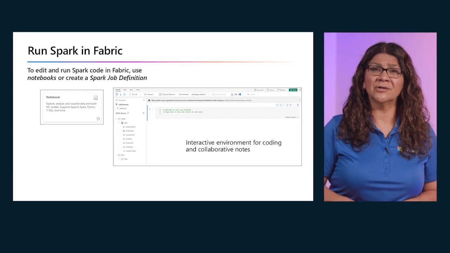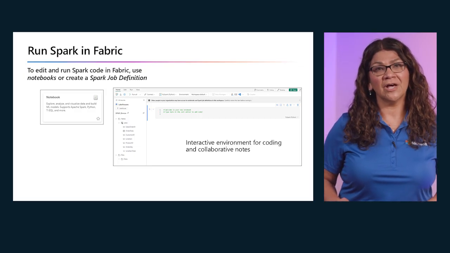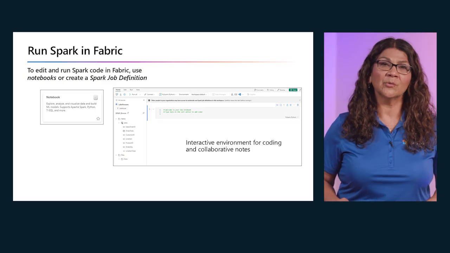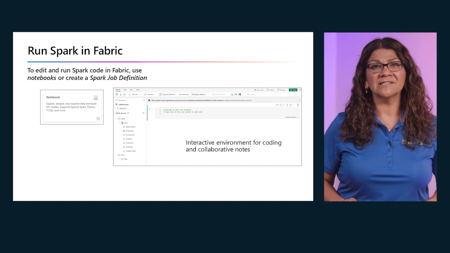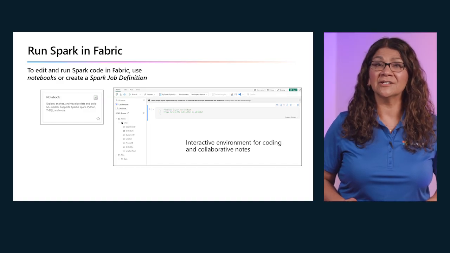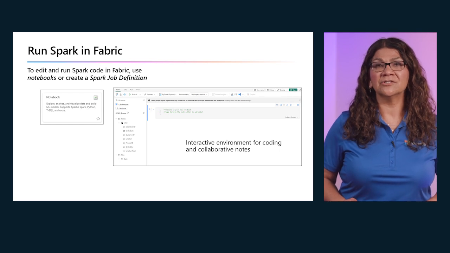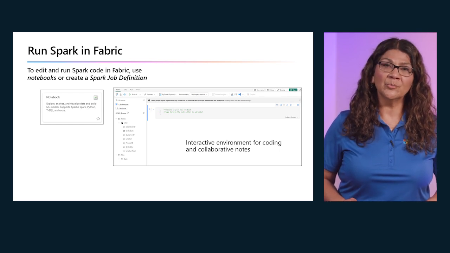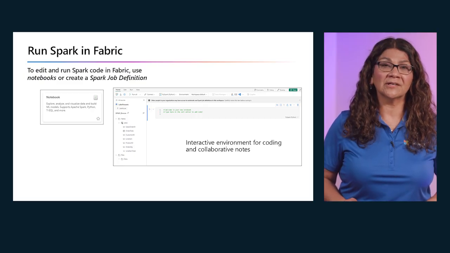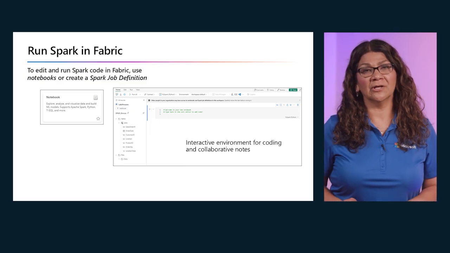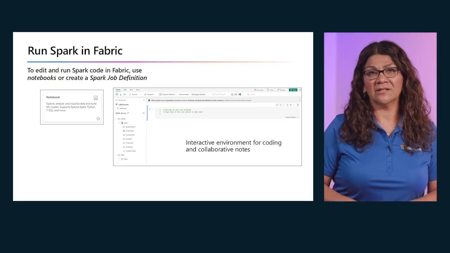To edit and run Spark code in Microsoft Fabric, you use notebooks, or you can define a Spark job. You can run Spark in a notebook when you want to use Spark to explore and analyze data interactively. Notebooks enable you to combine text, images, and code written in multiple languages to create an interactive artifact that you can share with others and collaborate. Notebooks consist of one or more cells, each of which can contain markdown formatted content or executable code. You can run code interactively in the notebook and see the results immediately.